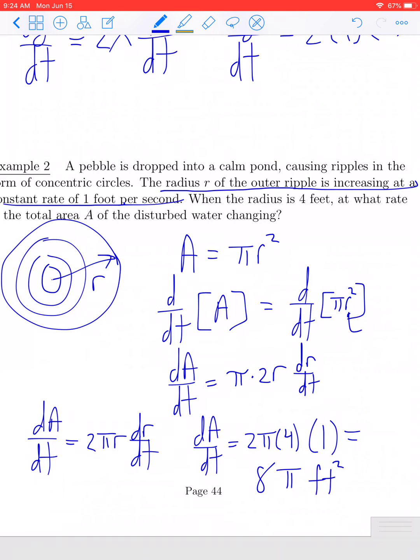It's a rate of change of area, because the units are measured in terms of feet. Area will be in feet squared, and time was measured in seconds. So the rate of change of the area is going to be 8 pi feet squared per second. If you wanted an approximation for this, that'd be approximately 25.1 square feet per second.